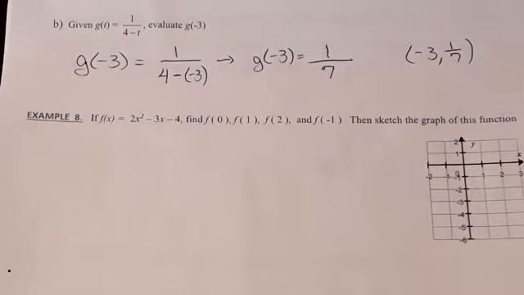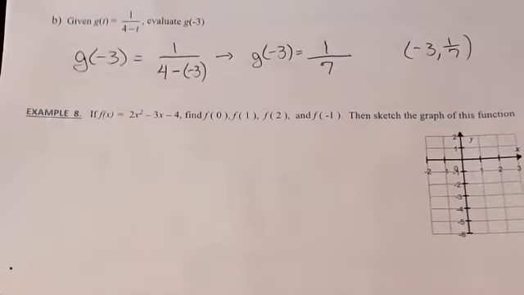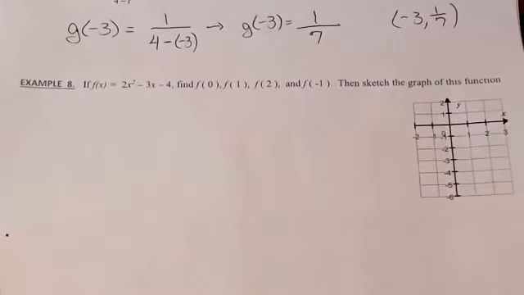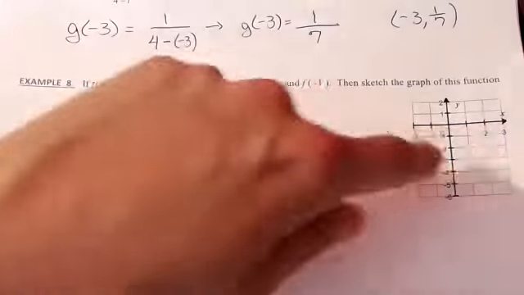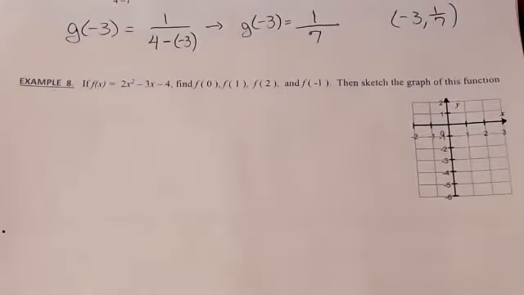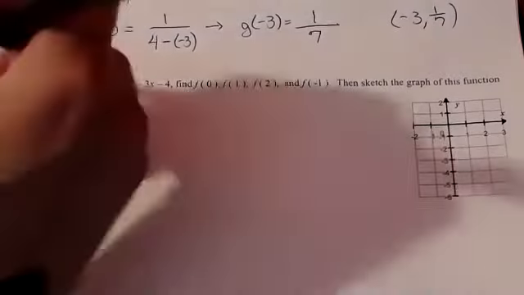All right. Let's check out example 8. We're told that we have the function f of x is equal to 2x squared minus 3x minus 4. We want to find f of 0, f of 1, f of 2, f of -1, and then we want to plot those points on this graph and we want to sketch it. So we want to see what this actually ends up looking like. Okay, so let's check this out. Let's start with f of 0.